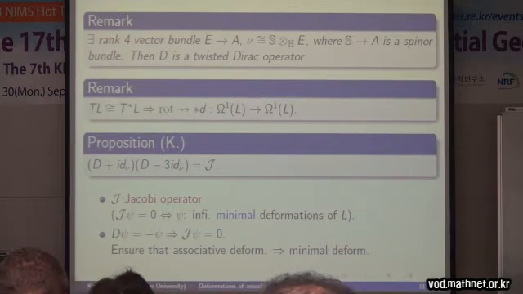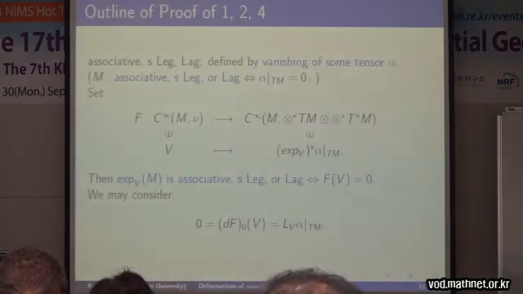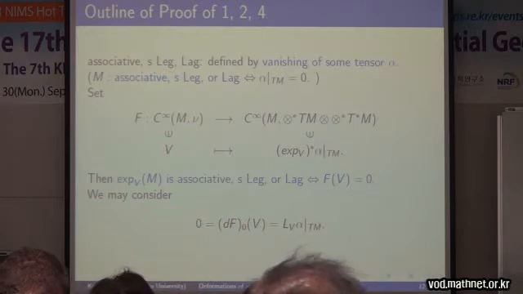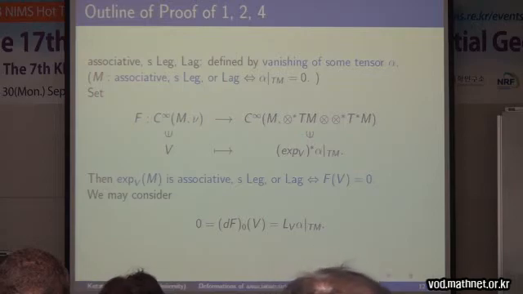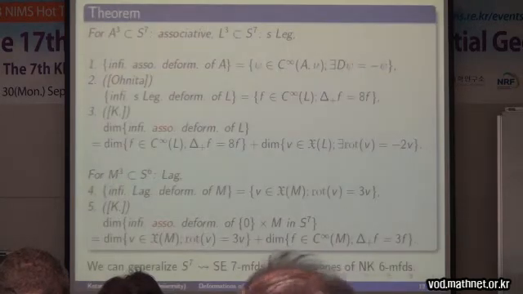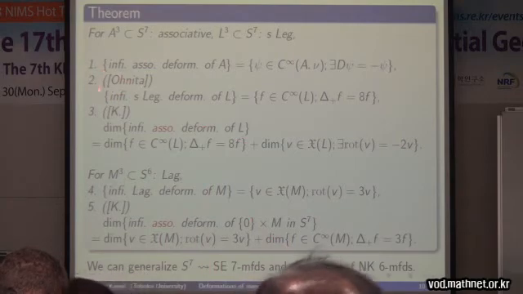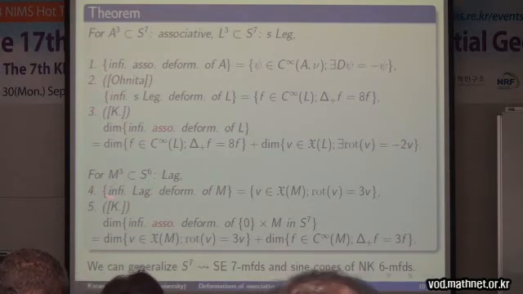So these are examples. Next we give an outline of the proof. First we give an outline of the proof of statements 1, 2 and 4. These are standard deformations. Namely, we deform associative submanifolds as associative submanifolds, special Legendrian as special Legendrian submanifolds, and Lagrangian as Lagrangian submanifolds.